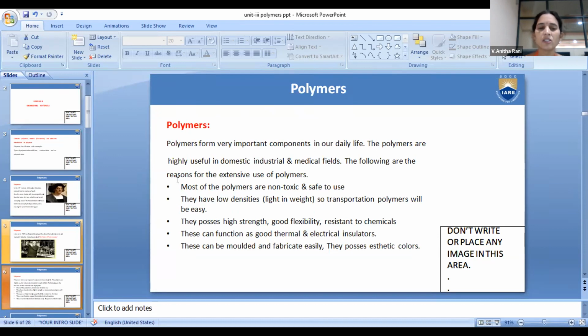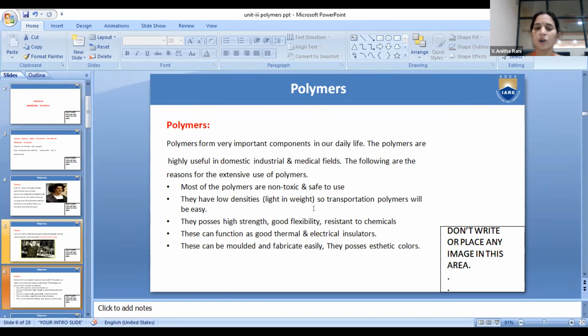So the following are the reasons for the extensive use of polymers. Why are we using polymers? Because most polymers are non-toxic and safe to use, and they are lightweight. Yes or no, students? If you take an iron bucket and a plastic bucket, you can use the plastic bucket in a convenient, easy way because it is light in weight. So they have low density and are light in weight.